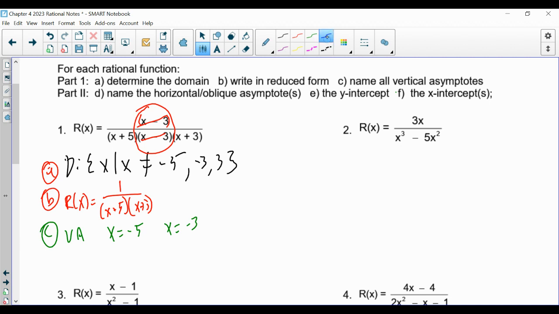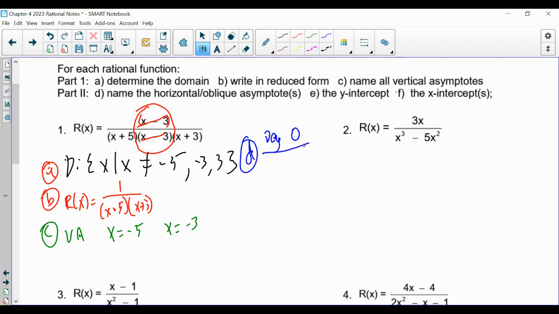Okay. So then, moving along, now we're to part 2. Part 2 is now name the horizontal or oblique. So that's where you look at the degree on top versus the degree in the denominator. So degree of numerator, degree of denominator, compare them first. If the degree on top is smaller than the degree on bottom, and you can actually do it from either the original or the reduced, so it's kind of up to you. I like to always use the reduced, but it's really up to you. So for this one, if you look at the reduced, degree on top is 0.